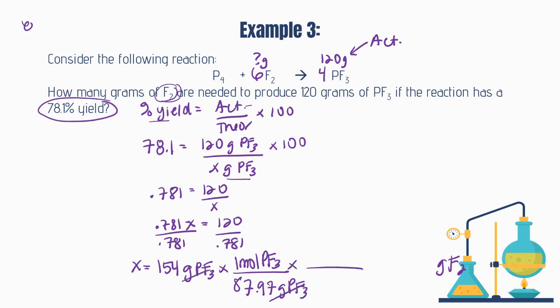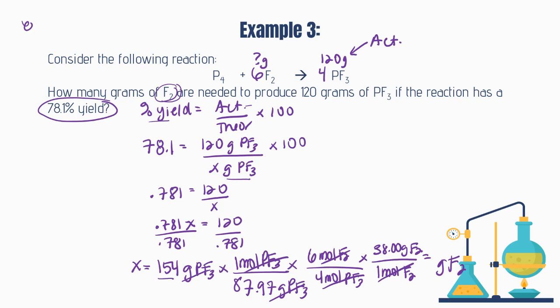Moles, let's look at our balanced equation. Good thing we balanced it. We have 6 moles of F2 to 4 moles PF3. So the moles of PF3 cancel, grams of fluorine. Now we're going to use molar mass. 1 mole of F2. Now make sure you multiply the mass by 2. So 19 times 2 is 38.00 grams of F2. What's left unit-wise is grams.